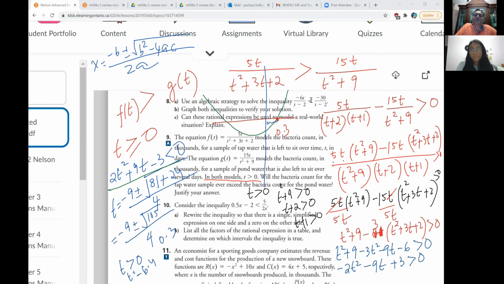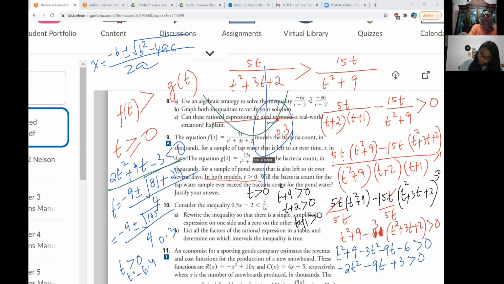Because we got a valid answer, 0.3. You get the idea? So this inequality is true only for a very short duration of time, and that is 0.3 days. Okay. So you can say in hours, so 0.3 times 24. You see that? So for that many hours, the bacteria count in the tap water is more than the bacteria count in the pond. Yeah. So that is what we have.